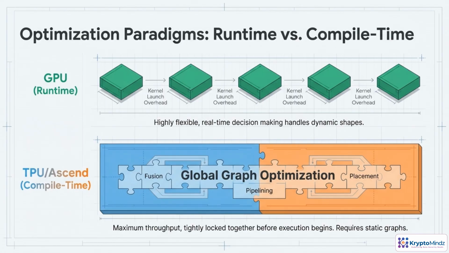These architectures also encourage two very different optimization mindsets. GPUs lean on runtime decisions. The framework launches many separate kernels, each with some overhead, but with a lot of flexibility. That makes GPUs ideal for dynamic shapes, complex control flow, and rapid experimentation, even if you leave some performance on the table. TPUs and Ascend NPUs favor compile-time optimization. A global graph optimizer fuses ops, decides placement, and builds pipelines before you ever run the model. You get higher throughput, but you pay with longer compile times and a stronger preference for static graphs.